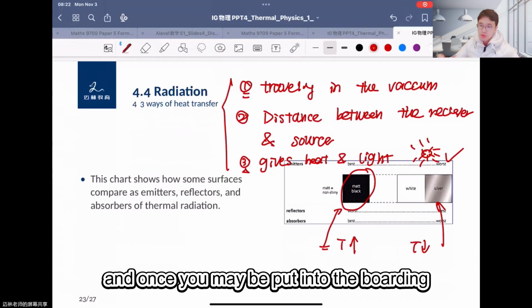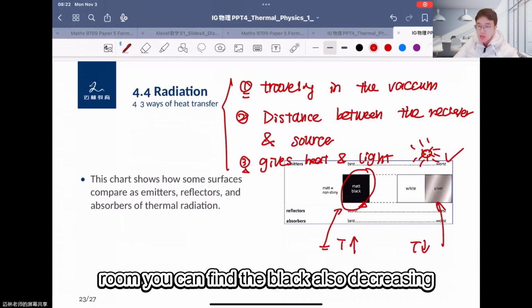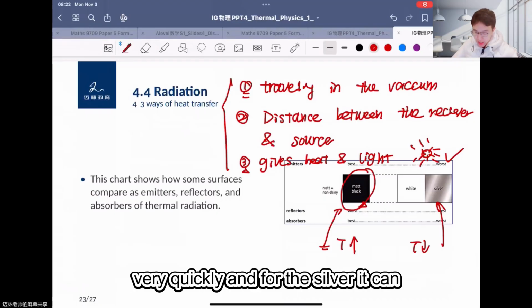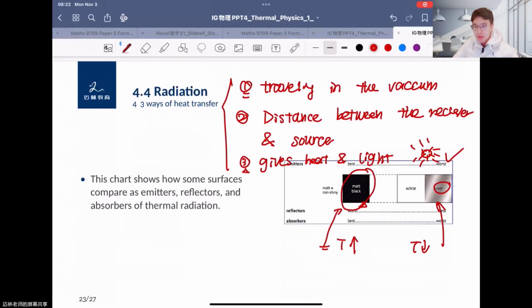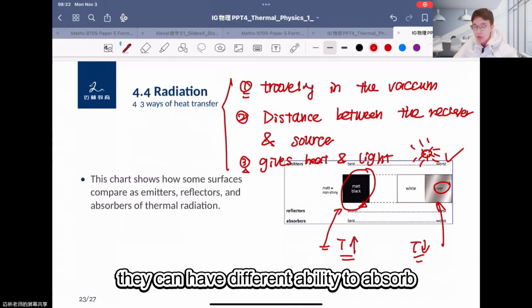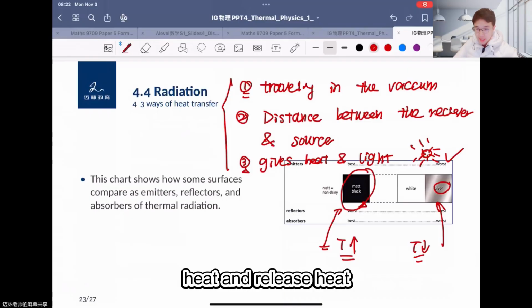And once you put them into a cooling room, you can find the black one also decreases in temperature very easily and very quickly. And the silver one can maintain its temperature, okay? So here you can find the temperatures have a difference, right? They have different abilities to absorb heat and release heat, okay?